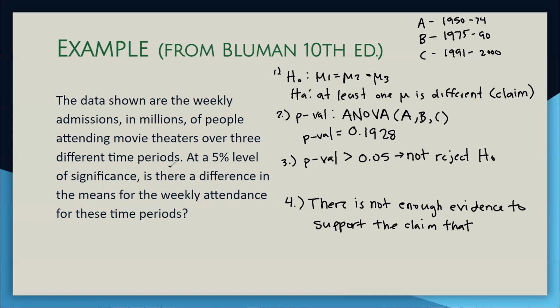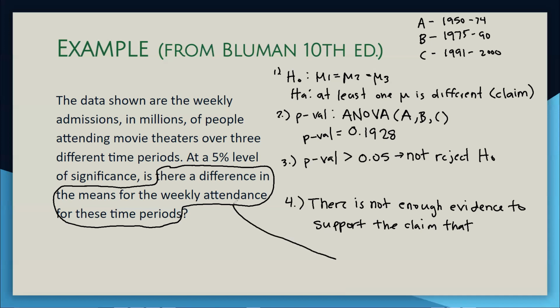Because I am simply going to circle that. And that is what you would put here as your summary for the claim. There is not enough evidence to support the claim that there is a difference in the means for the weekly attendance for these time periods.